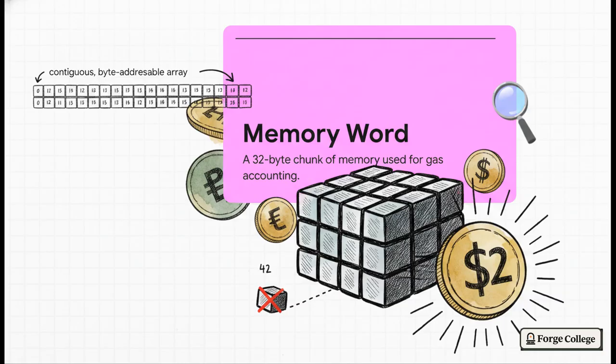Technically, memory is a contiguous byte-addressable array, meaning in your code you can ask for byte number 0 or byte number 42 specifically. But, and this is a massive but, the EVM strictly charges you in 32-byte chunks, which we call a memory word. So it literally doesn't matter if you only wanted to borrow a single byte, the EVM billing department only speaks in 32-byte increments.